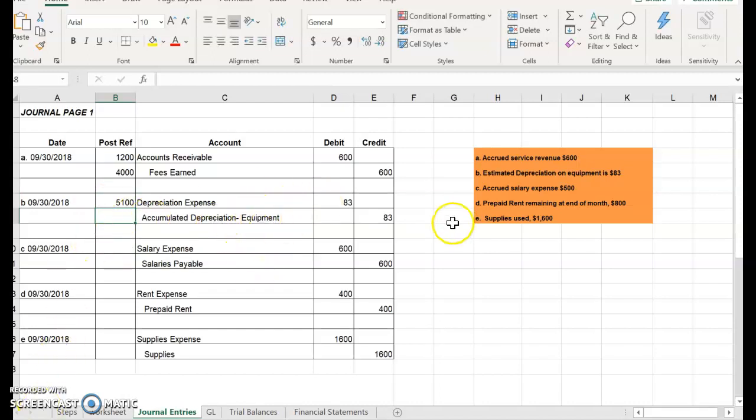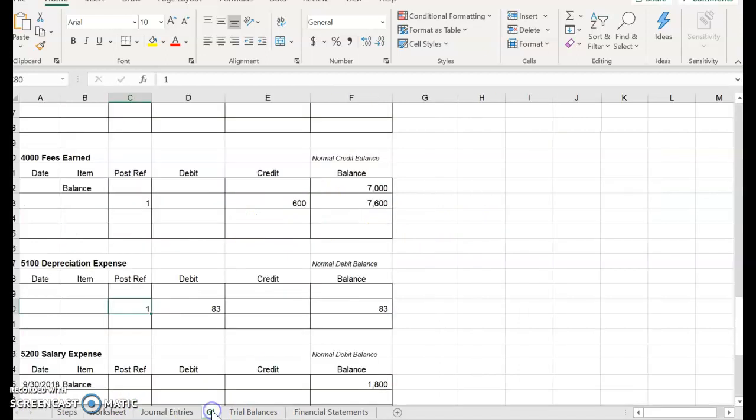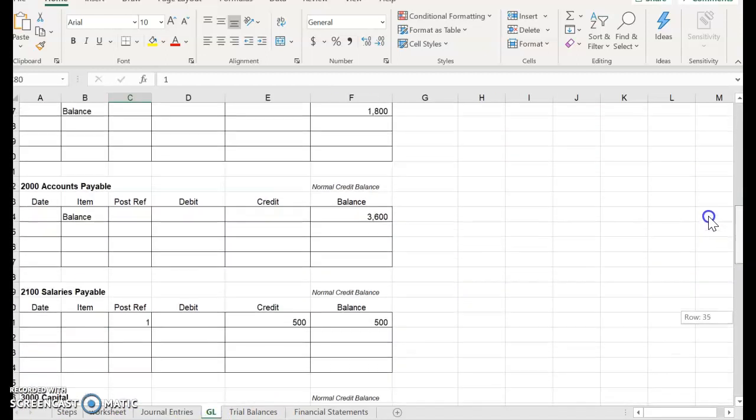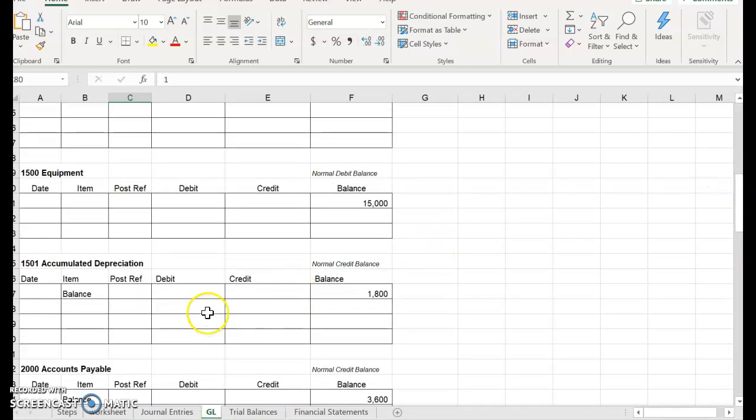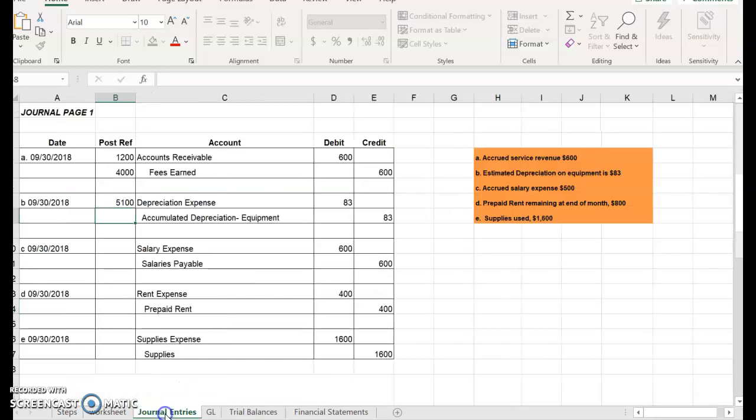Accumulated depreciation, I credited it for $83. So let's go to accumulated depreciation, equipment, and I credit it for $83. The new balance, it has a normal credit balance because it's a contra asset account. So a credit plus a credit, the new balance is $1,883. It came from page 1 and it went to account number 1501.